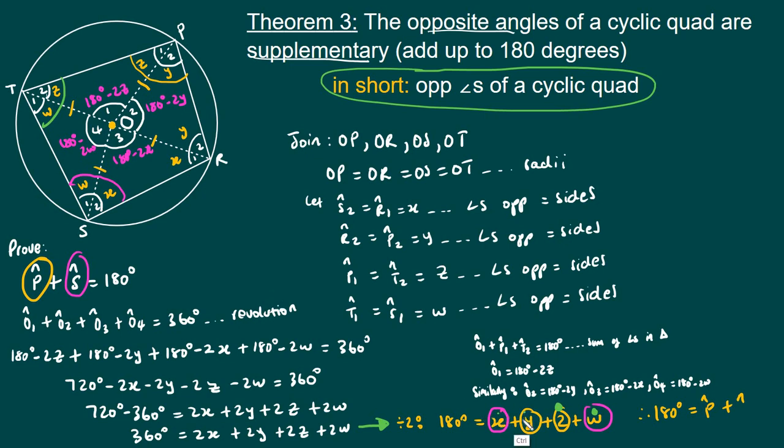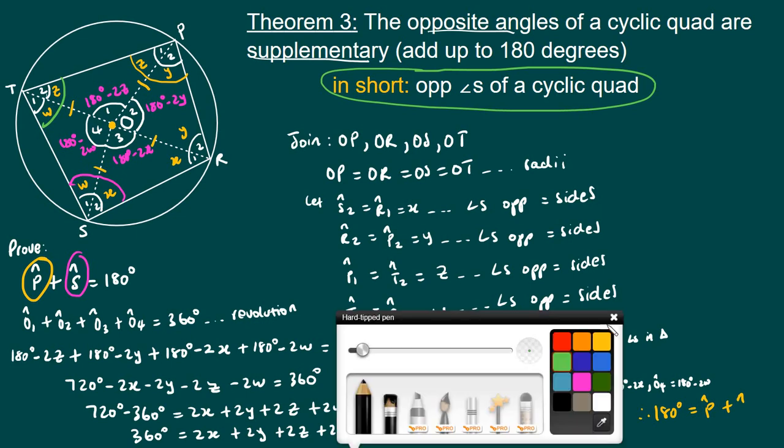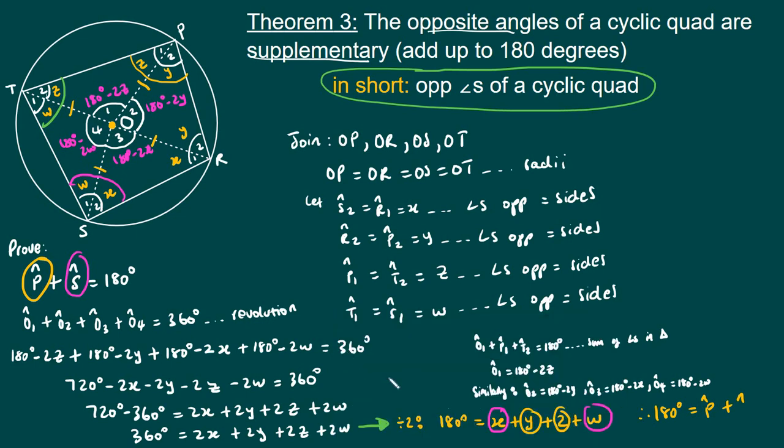So we just substitute there. We just tell them that angle T plus angle R is 180. So the proof works for any pair that you are asked. That is what I'm just trying to say. The proof works for any pair that you are asked.